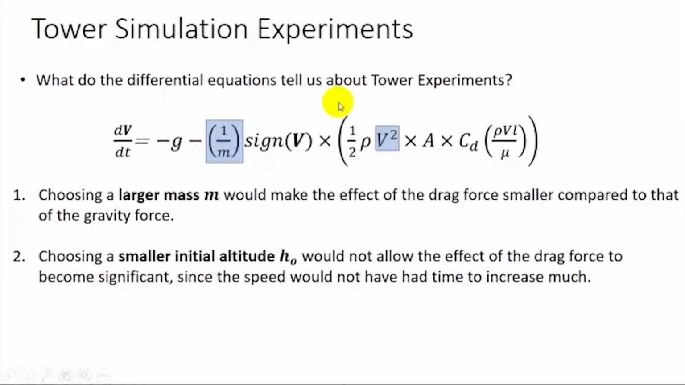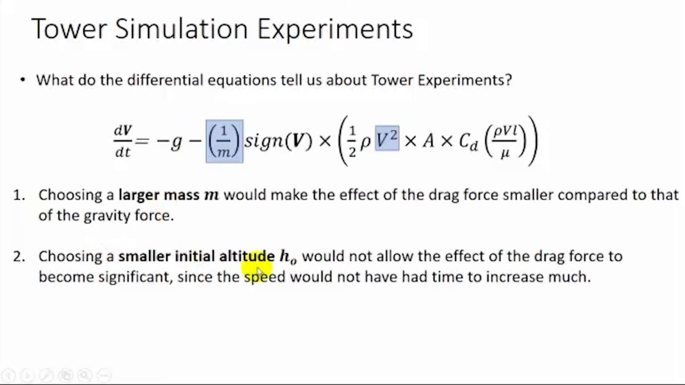Going back to the initial differential equation, we can see that choosing a larger mass, where the mass constant appears, would make the effect of the drag force smaller compared to the effect of the gravity force. Remember that this is the expression for the aerodynamic resistance, and using a higher mass makes this term smaller compared to the acceleration of gravity effect.